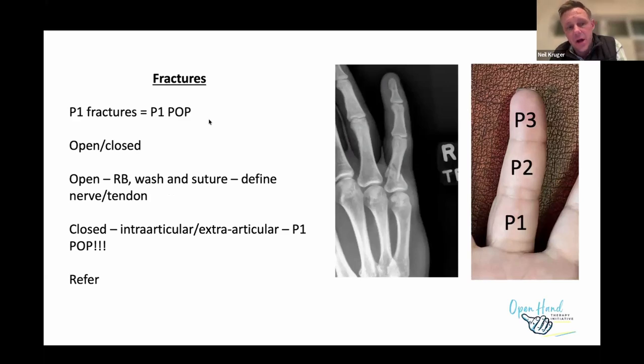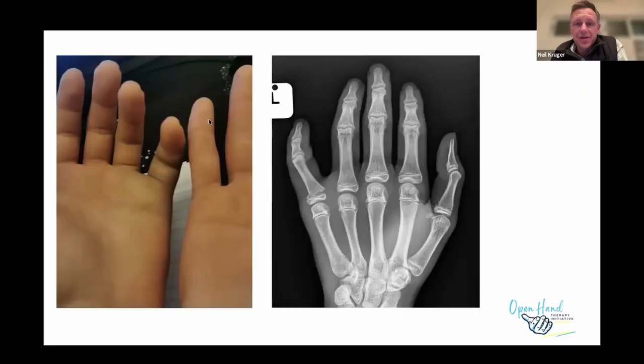Obviously, if they're open, I'm not going to reiterate it, but, well, I am going to reiterate it. They need antibiotics. They need a washout. They need closure of the wound, and then they may need fixation. Or if you're in a resource constrained setting, you can place them in a P1 pop, proximal phalanx fracture plaster of Paris, and they are going to heal up absolutely fine. You need to define if there are any associated nerves and tendons with your clinical exam, as Pieter has said, and then refer on as is necessary.